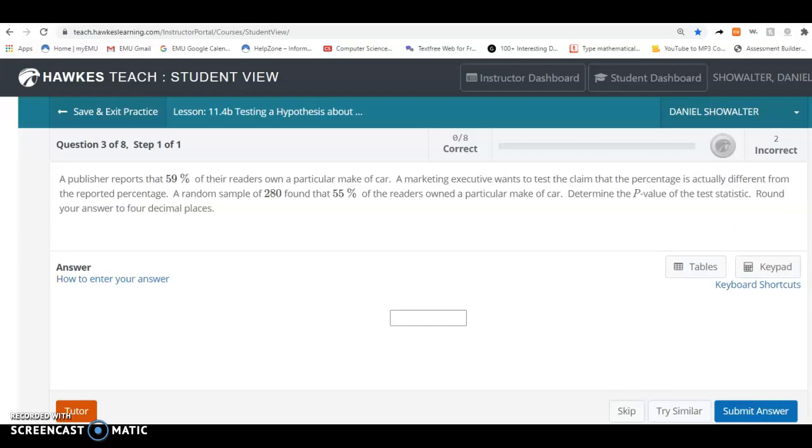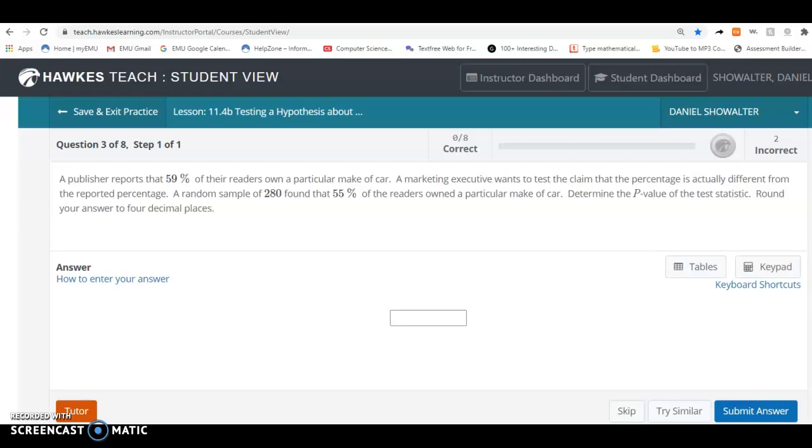Okay, so if you pause and read this really quickly, we have a publisher's claim, 59% of readership owns a car, and a sample found that 55%. So the sample found a little bit lower than the claim, but we want to test how far away this is when we look at what we might expect normal random variation to be anyway.